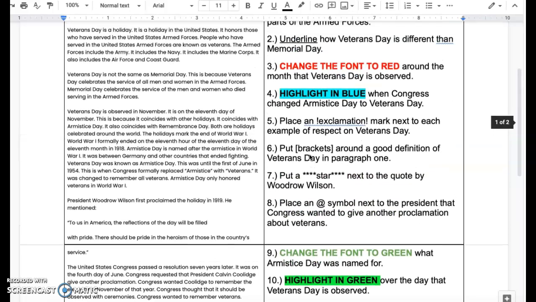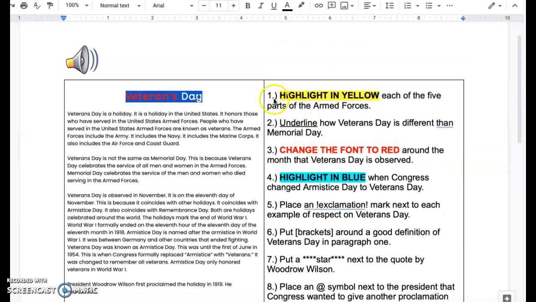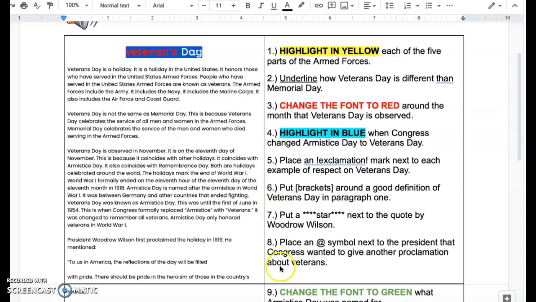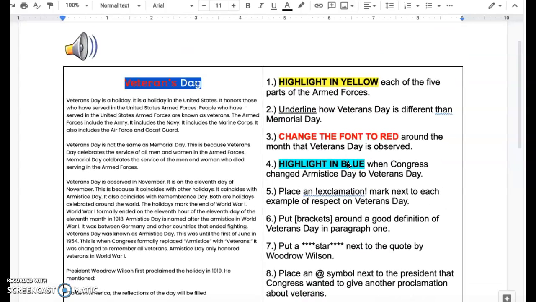Now you will look to the right side of the table and you're going to complete all 10 of the directions given as you read through the reading one more time. I'm going to read the 10 directions you must do. Number 1, highlight in yellow each of the 5 parts of the armed forces. Number 2, underline how Veterans Day is different than Memorial Day.